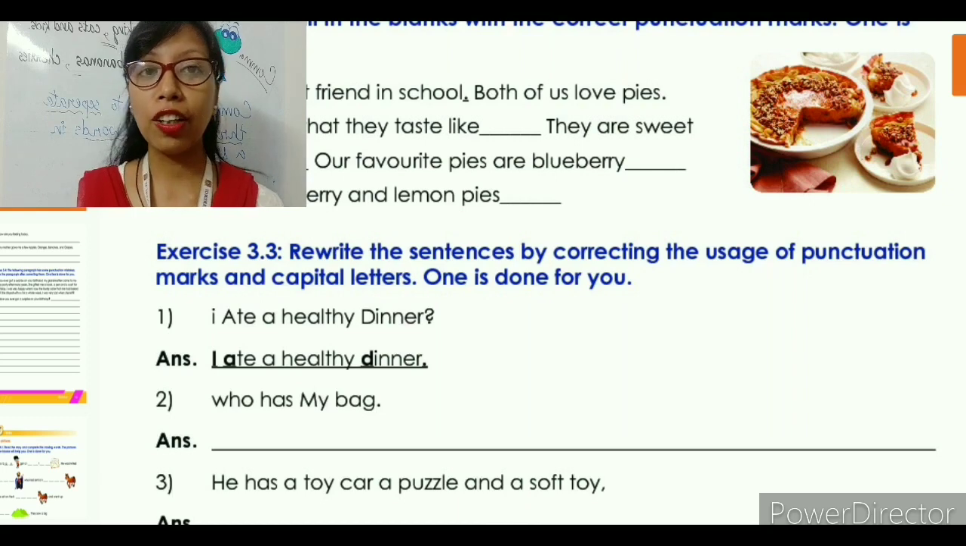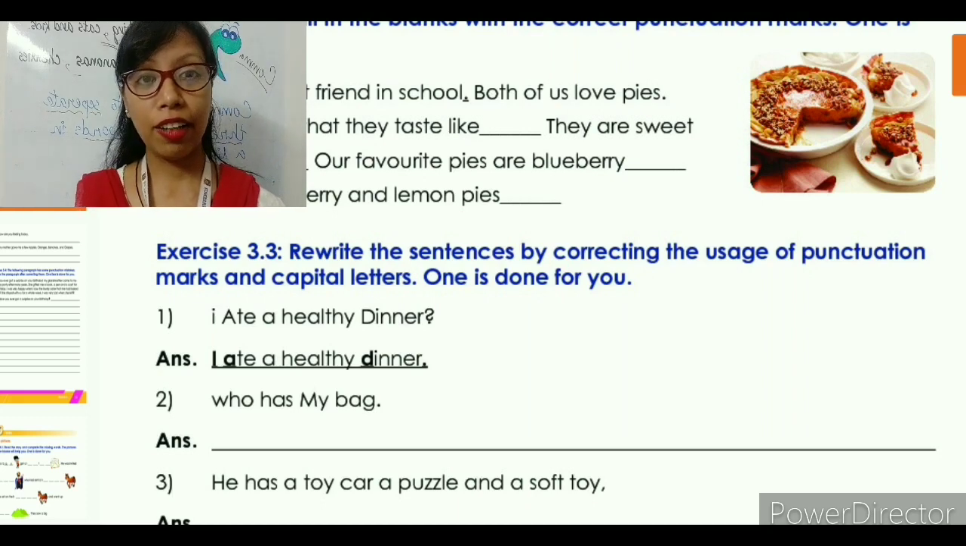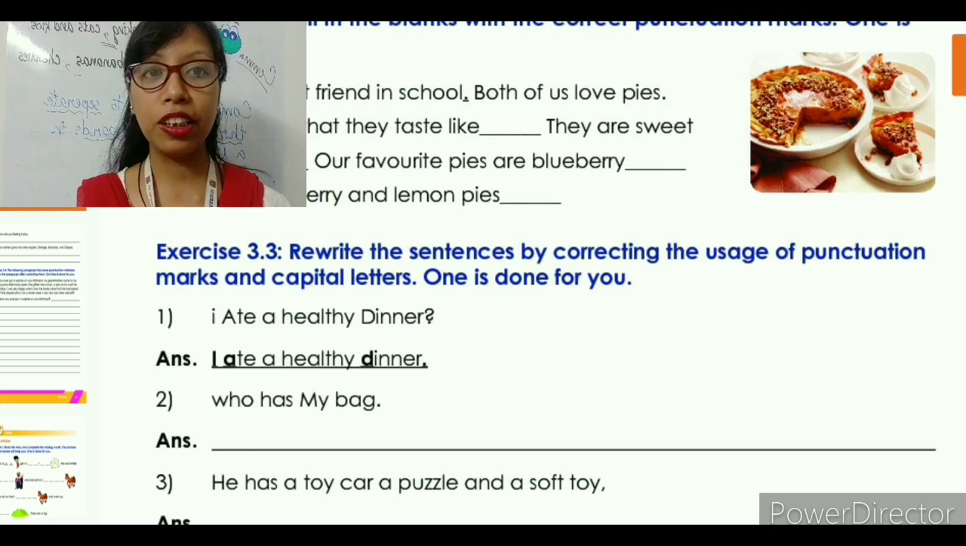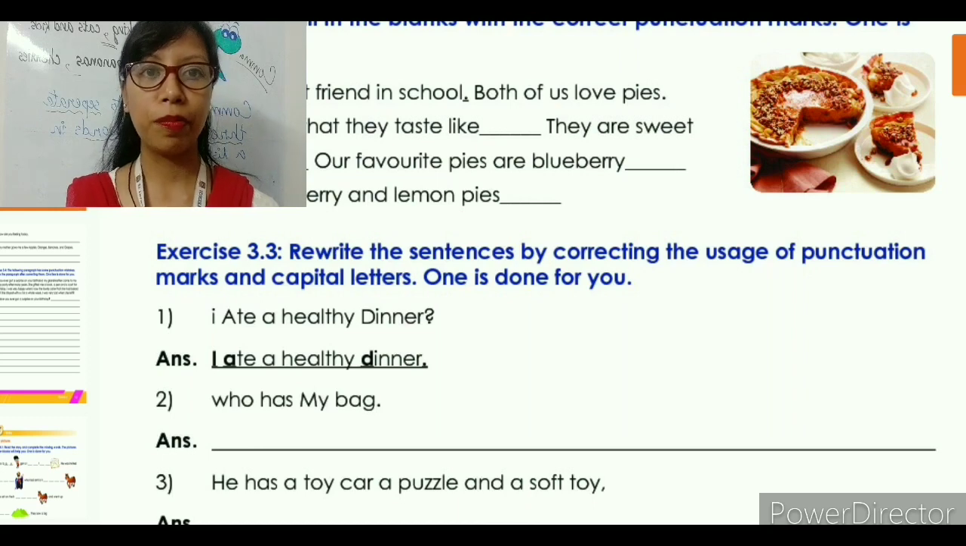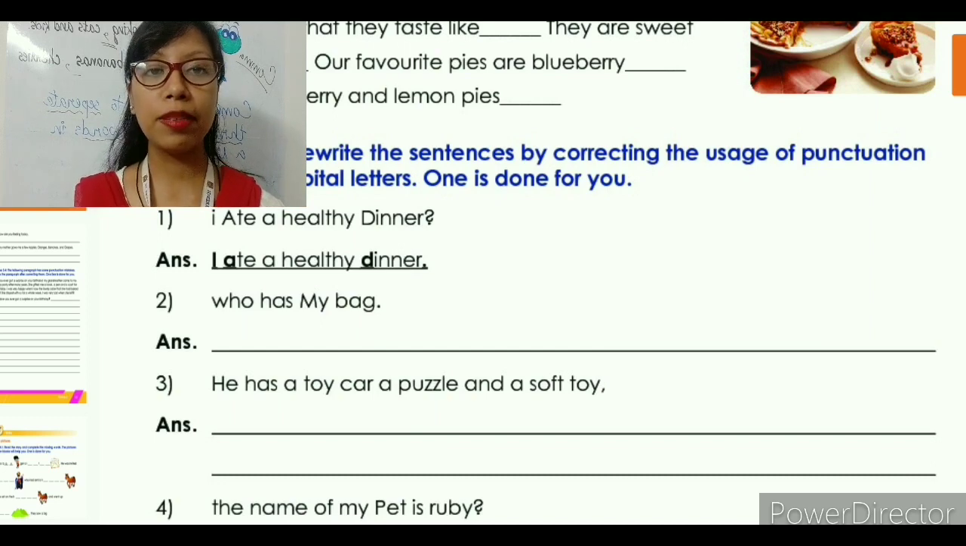Right? So you cannot give a question mark at the end of the sentence. Therefore, you have to put the I capital, the A from "a healthy dinner" and the D is capital there, so you have to make it small, and then instead of the question mark, you have to put the full stop. In the same way, there is question number 2, who has my bag?